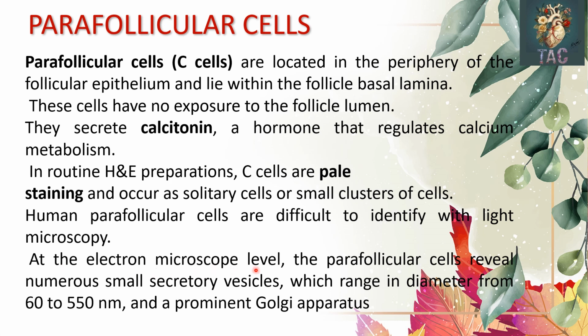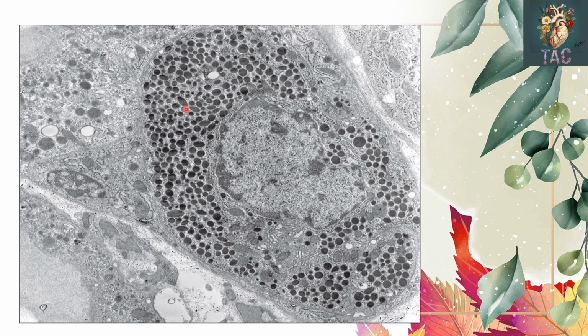At the electron microscopic level, the parafollicular cells reveal numerous small secretory vesicles, which range in diameter from 60 to 550 nanometers, and a prominent Golgi apparatus. This is the important identification point at transmission electron microscopy: you can see a large number of small secretory vesicles. So this is a transmission electron micrograph of the parafollicular or C cell, in which you can see a large number of secretory vesicles, which are typical of the parafollicular or C cell.